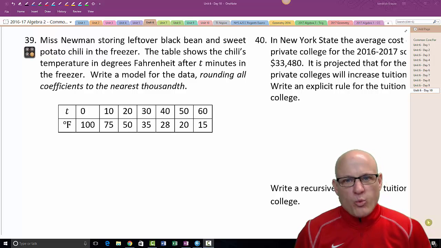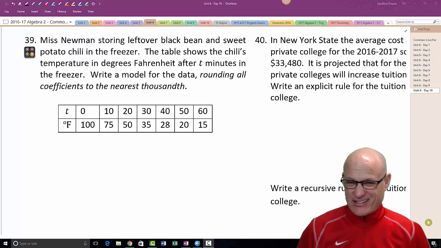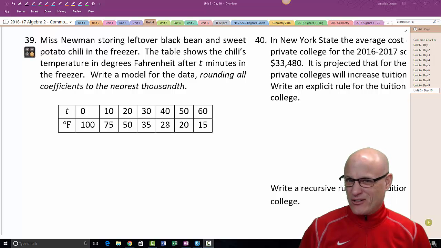Okay, what is she storing? Black bean and sweet potato chili. I can't even smell or taste, but that doesn't sound good. Actually, kind of sounds good. I don't know if it sounds good or it sounds gross. Now I'm getting hungry, and it's 12 o'clock, so I think it's lunchtime, so whatever.